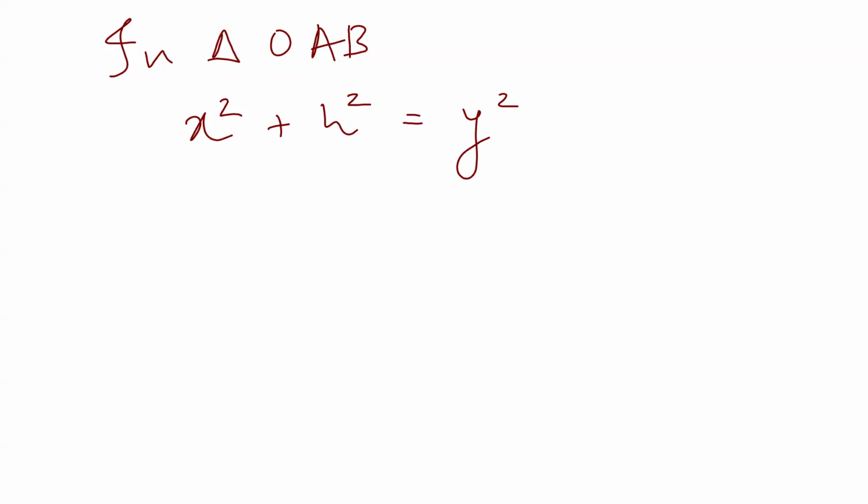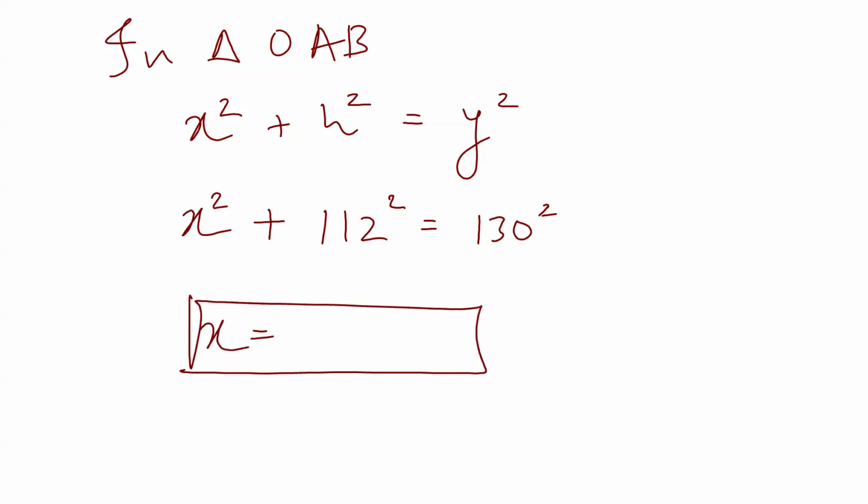Let's put the initial values. What are the initial values? X initial value we don't know. H is 112 and Y is 130. So if you solve this, the value of X will be 66 meters. So this is the initial value of X.